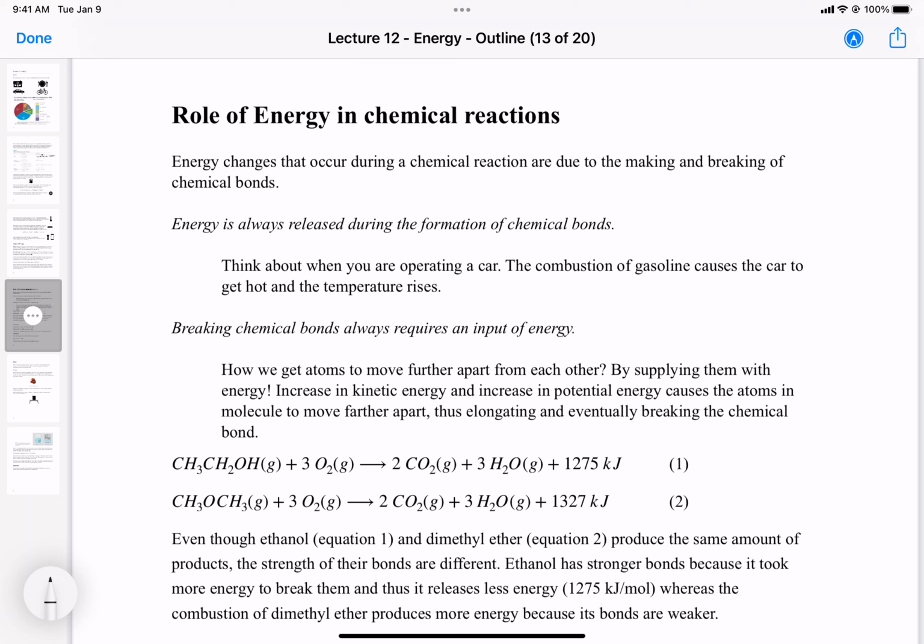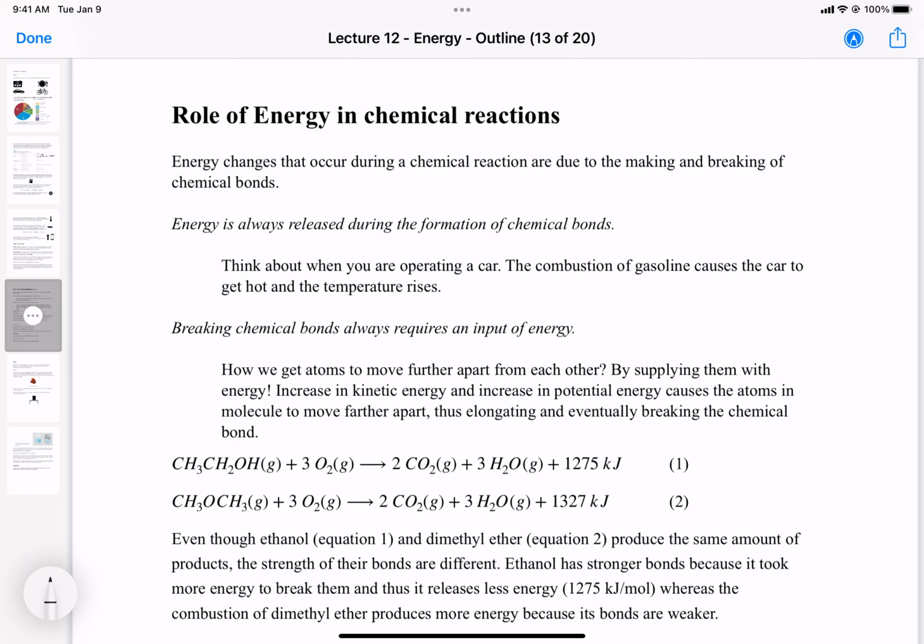Okay, so let's resume where we left off. To recap, energy is always released during the formation of chemical bonds, and when we break chemical bonds, that always requires an input of energy.